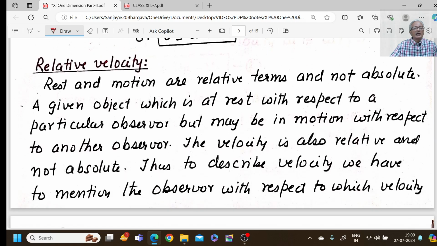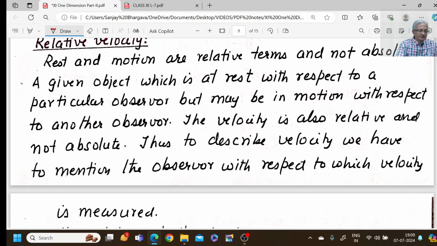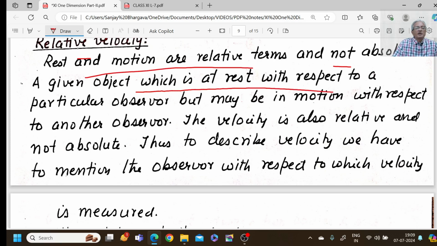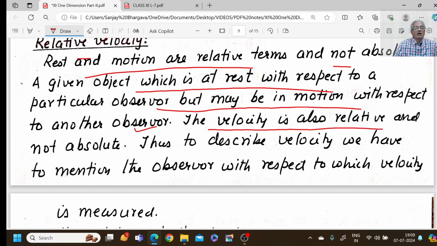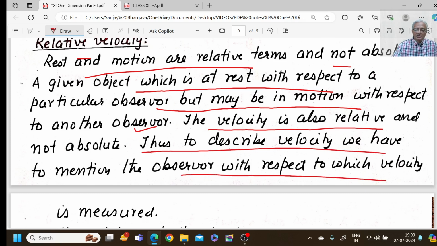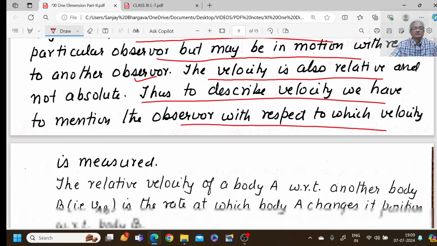Now moving ahead, we pick up another word, and that is relative velocity. We have already said rest and motion are relative and not absolute. A given object which is at rest with respect to a particular observer may be in motion with respect to another observer. The velocity is also relative and not absolute. Thus, to describe velocity, we have to mention the observer with respect to which the velocity is being measured.